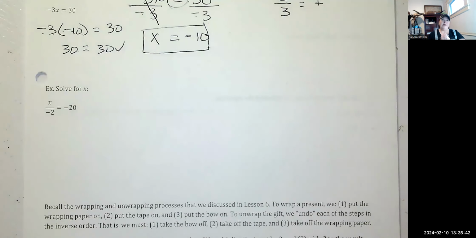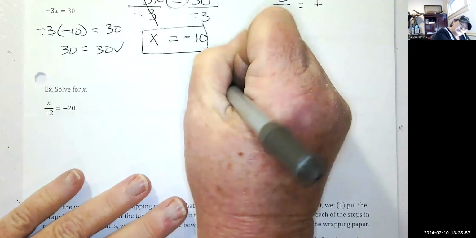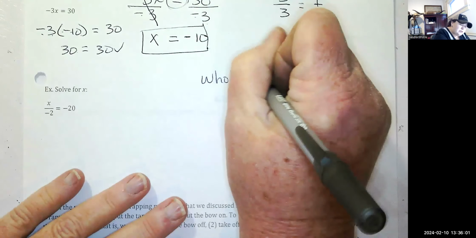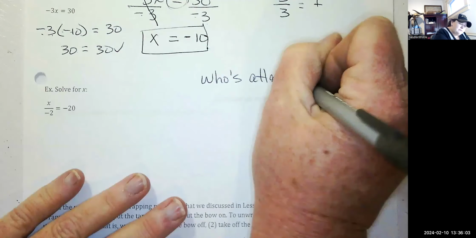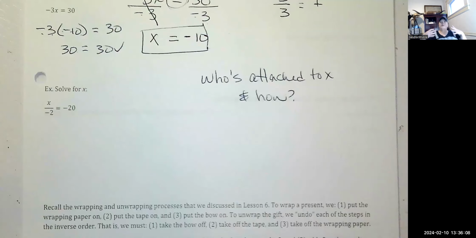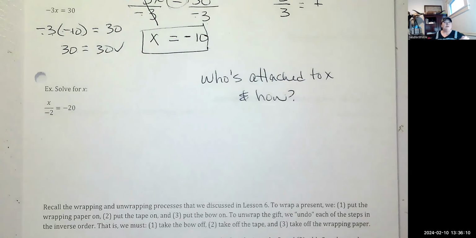Solve for x. We have x divided by negative 2 is equal to negative 20. So this can be looked at multiple different ways. The one thing I want to show you is I'm going to ask the same question I always do. Who's attached to x and how? I swear that never fails me. Because then all you have to say is, okay, negative 2 is attached to x by division.